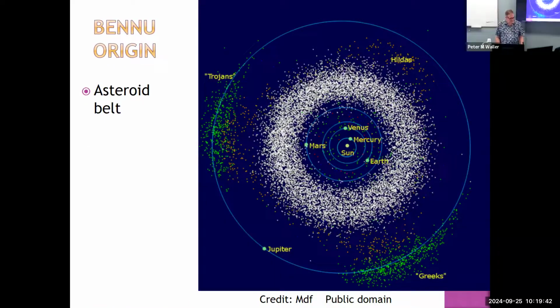So this is a picture of the asteroid belt between Mars and Jupiter. Here's Mars, here's Jupiter. And although it's populated by 300,000 to 1 million asteroids, meteoroids and dust particles, the total mass of objects in the asteroid belt is far less than 1% the mass of the Earth. I think it's 4% the mass of the moon. So it's a lot of asteroids, but they're very small.